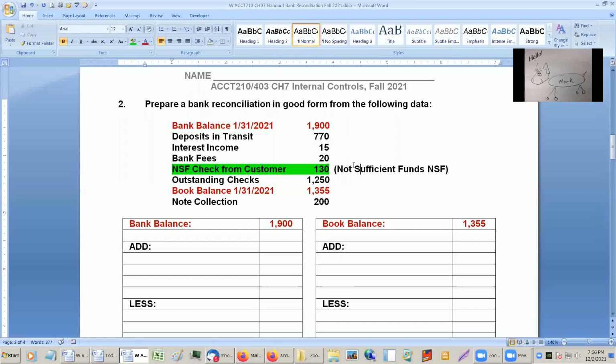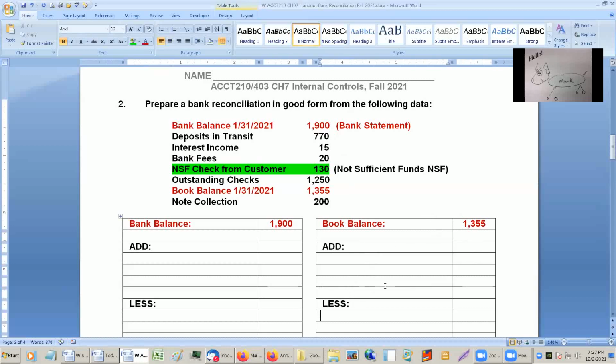So the question is, what do we do with it? We subtract from which side, bank or book? From the bank. Actually, from the book. The bank knows that it's bad. We probably found out about it on the bank statement. So we're going to have to subtract it from our books because $130 of this 1,355 is not really there. We made a deposit with the customer's check, but it's not good. So we're going to take it out.